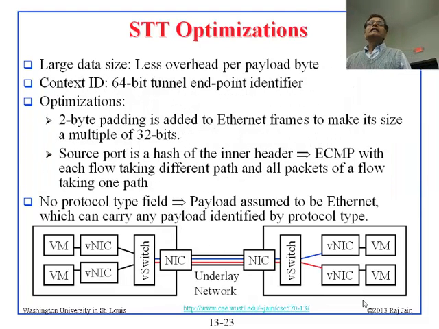Now, not only that, they have optimized it in many different ways and they feel that this whole protocol is much less taxing on the CPU as compared to other options that we have. Because they have a large data size, per-payload overhead is less. The context ID is a 64-bit tunnel endpoint identifier, EID.